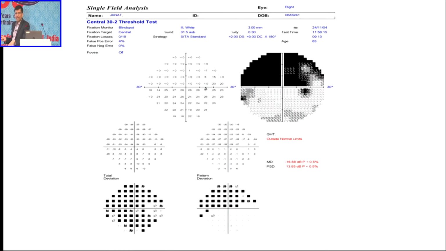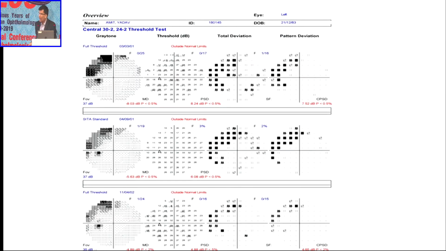Again, this is classically a what kind of defect? Altitudinal defect, yes. One hemifield totally gone, right? It can be glaucomatous, but other pathologies also need to be ruled out. So this is a superior arcuate defect. And then you have overviews, where you have printouts of multiple visits that the patient has had with you, and you can look at the kind of defects.